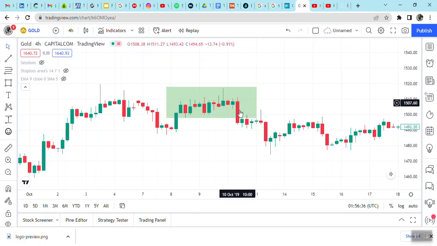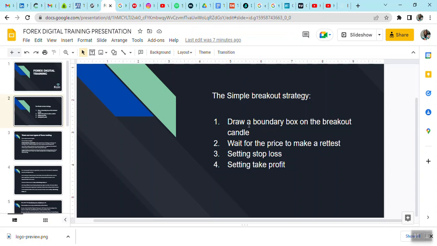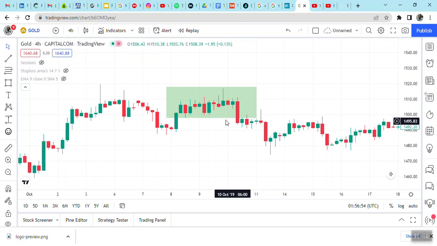this boundary box, this long candle. So in order for you not to get faked out, just like our first rule, we're going to draw a boundary box on the breakout candle. This long candle that broke beyond our boundary box is the breakout candle. So let's draw a boundary box within that breakout candle. I will draw another boundary box, and I'm going to draw it something like this.